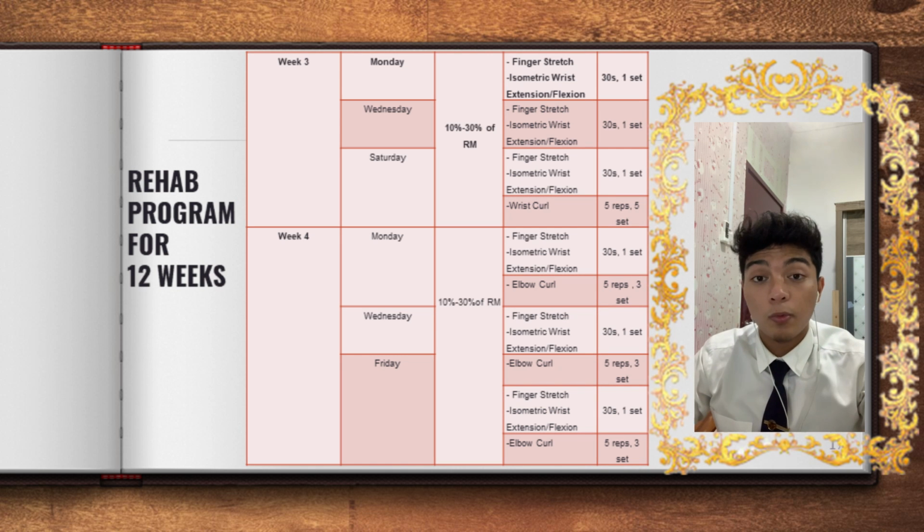Okay, we proceed to week 3. In week 3 we can see Monday, Wednesday, and Saturday. For Monday we have finger stretch, isometric wrist extension and flexion.